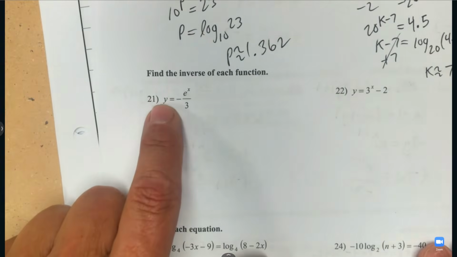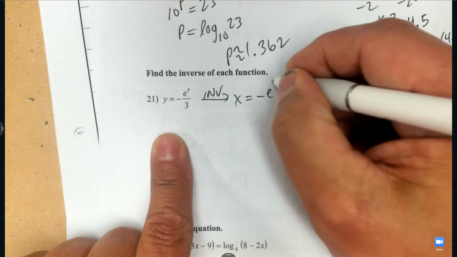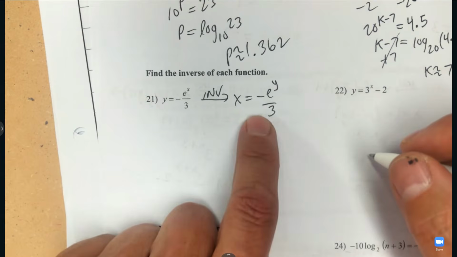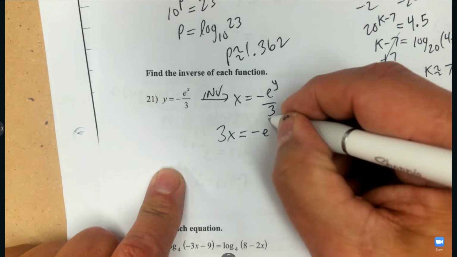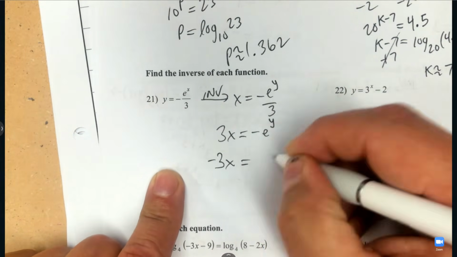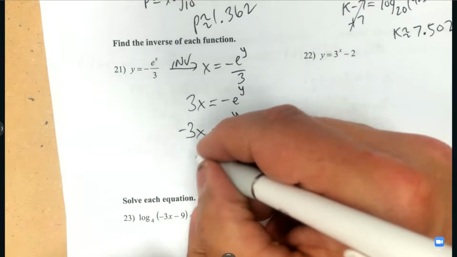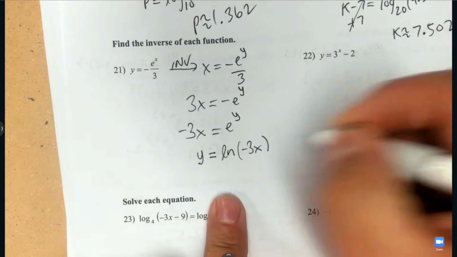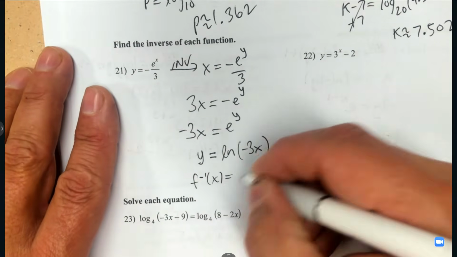All right, find the inverse of these. So again, to inverse, I go x equals, and the x becomes a y. All right, the inverse of dividing by 3 is to multiply. The inverse of multiplying by -1 is to divide by -1. Now the exponential is by itself. Now, what's another way to write that exponent? As a logarithm. And then inside the logarithm is -3x, and then the inverse symbol.